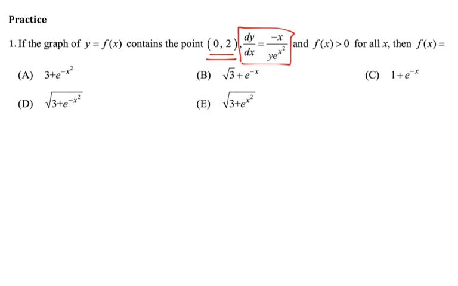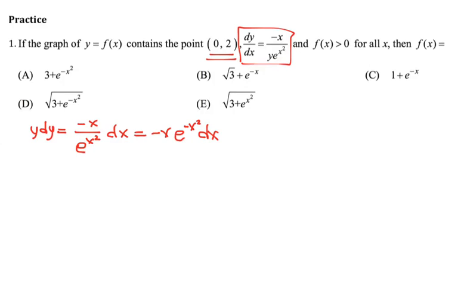The first step is to separate the variables, hence the name separable differential equation. Then we get y dy on one side, and the other side is equal to negative x over e to the x squared dx. Now we have to integrate this, but before we do, why don't I express this as negative x times e to the negative x squared dx. That might be a bit easier for us to look at.